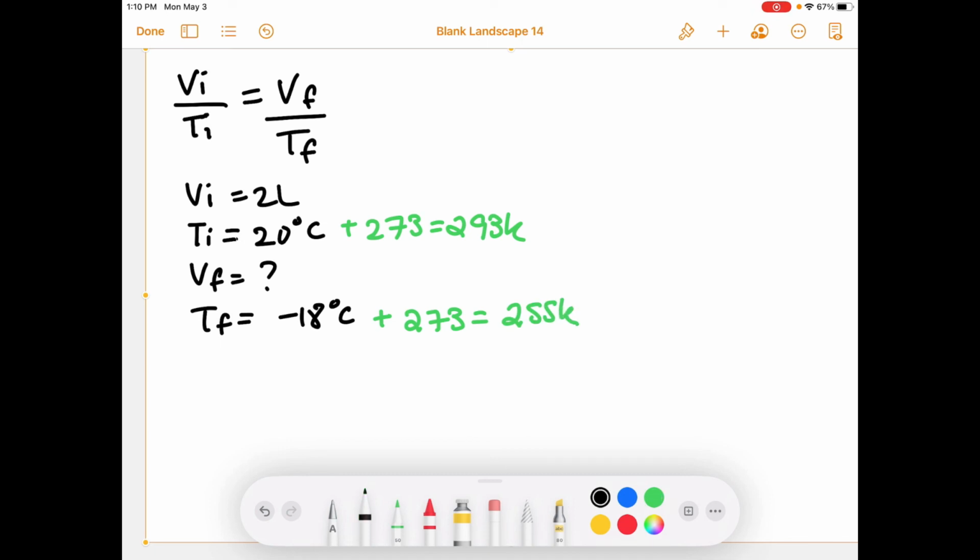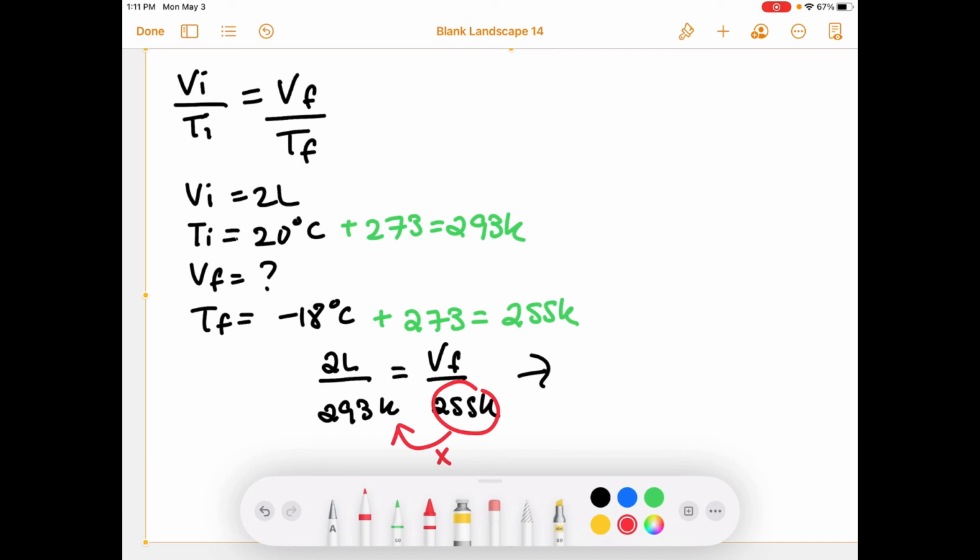All right, so now let's plug it in. Initial volume is 2 liters divided by initial temperature, which is 293 Kelvin, equals the final volume, which we don't know, over the new temperature we're using, 255 Kelvin. Again, if we're dividing on this side, we're going to do the opposite, which is multiply. So 255 Kelvin times 2 liters over 293 Kelvin equals a final volume.